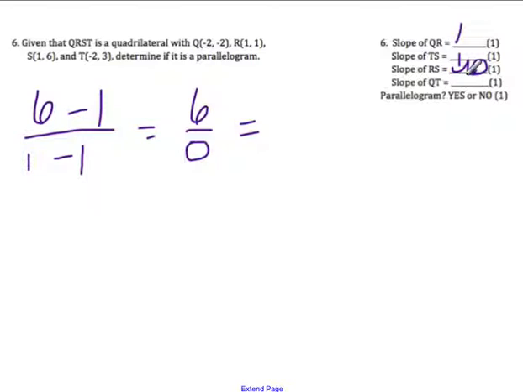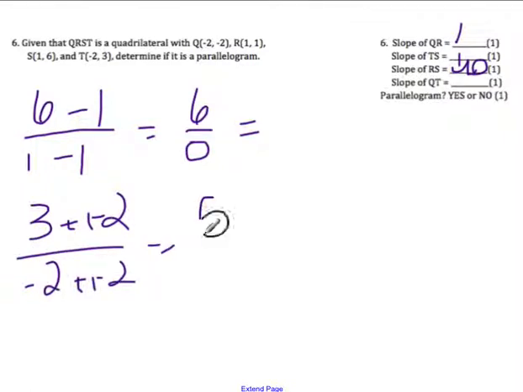Now we need to take a look at QT. So for QT, we have y2 minus y1, that's going to be a positive, over x2 minus x1. So here I get 5 over 0, which again is going to be undefined. So what I notice is I have two sides that have the same slope and two sides that have the same slope. So that means that each of those pairs of sides are parallel. So these two sides are parallel and these two sides are parallel. So yes, this is a parallelogram.